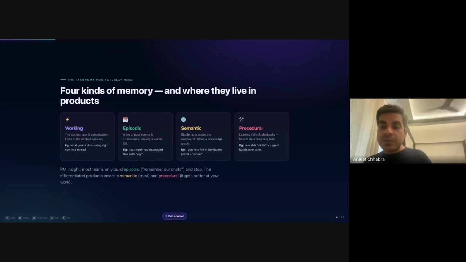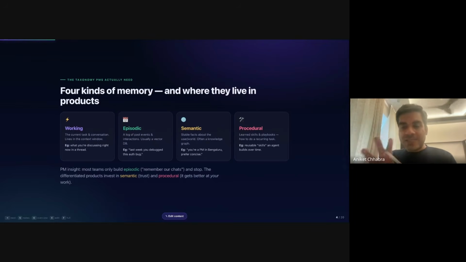The second question is, isn't episodic memory a subset of semantic memory? Let me think about it. Episodic is basically one specific type of memory. It could be anything: semantic, working, or, let's say, procedural. Episodic is basically a particular episode that happened in the past, and you are referring to that in the future. It could be any scenario, any incident. The idea is that if that same incident happened in the past, you refer to it. That'll be my explanation.